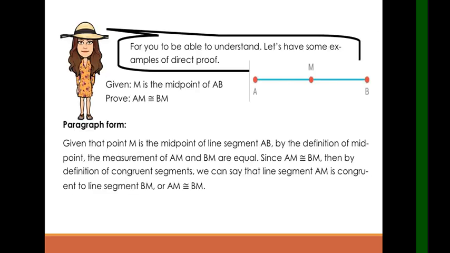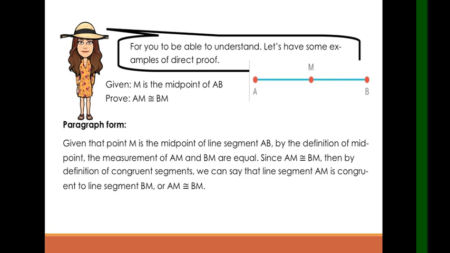So for you to be able to understand, let's have some examples of direct proof. Given M is the midpoint of AB. So yung M daw, midpoint siya ng line segment AB. Prove that AM is congruent to BM. So actually, it's true na siya ay congruent because M is the midpoint of this line segment AB, right?